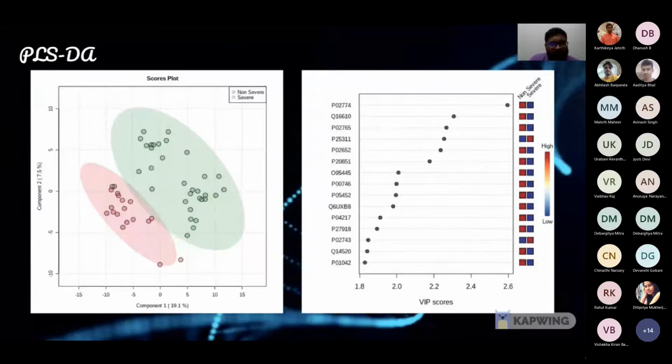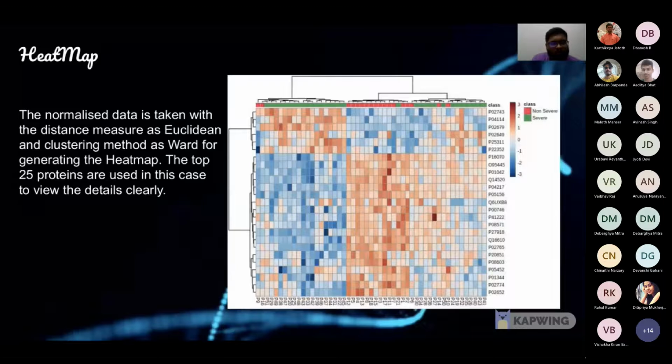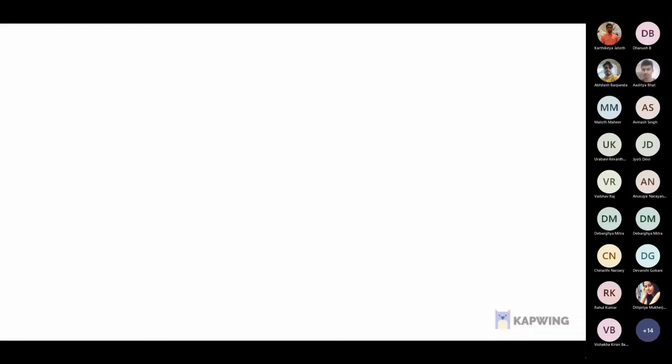PLS-DA. Similar to the above case, I have taken component analysis with respect to component 1 and component 2, from which there are only two values outside the given range, and VIP scores are also shown. Heat map. The normalized data is taken with the distance measure as Euclidean and clustering method as Ward for generating the heat map. The top 25 proteins are used in this case to view the details clearly.